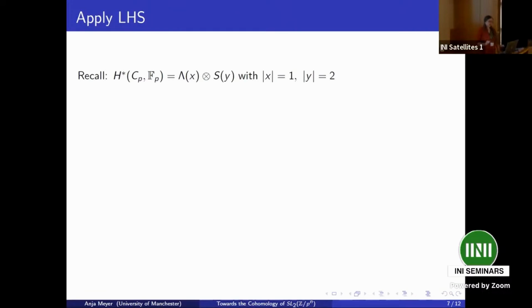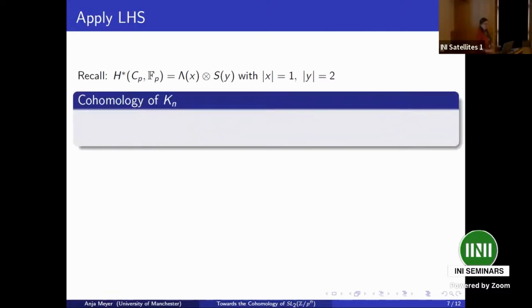In order to apply our Lyndon-Hochschild-Serre spectral sequence, we need the cohomologies of the two things on the side in order to put them onto the thing in the middle. So we already have the cohomology of the cyclic group. So we need the cohomology of Kn.